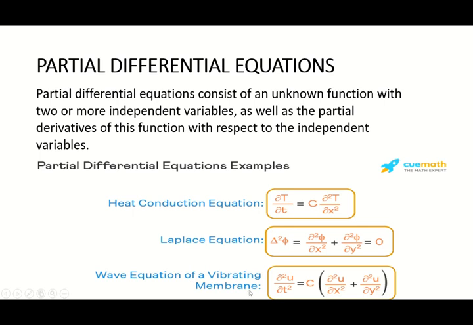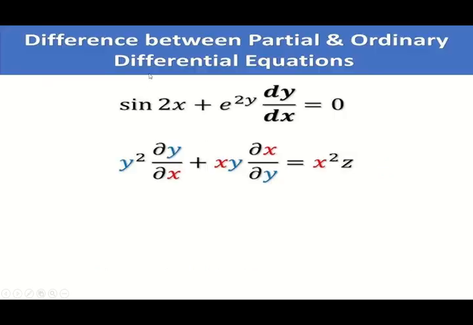Now we have the wave equation of a vibrating membrane. We have partial squared u over partial t squared equals c times the bracket of partial squared u over partial x squared plus partial squared u over partial y squared. Then we have the difference between partial and ordinary differential equations. So we have sine 2x plus e to the power 2y dy/dx equals 0. Then we also have y squared partial y over partial x plus xy partial x over partial y equals x squared z.